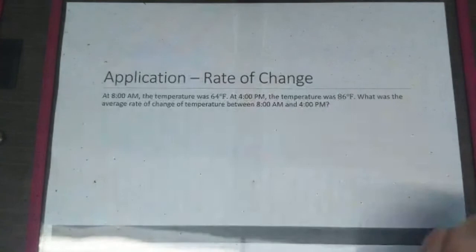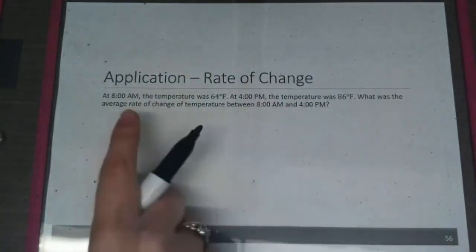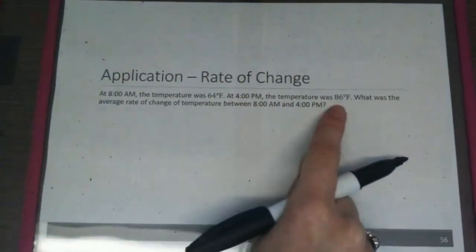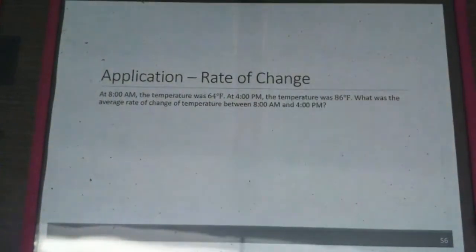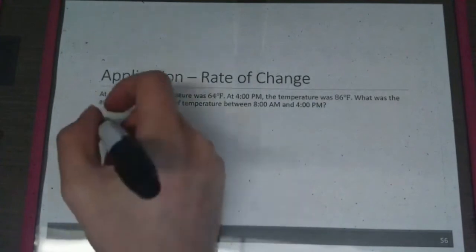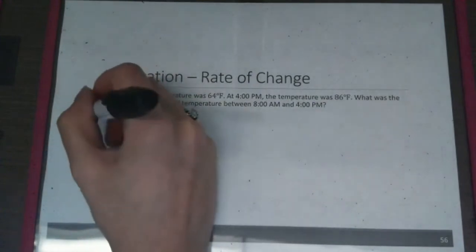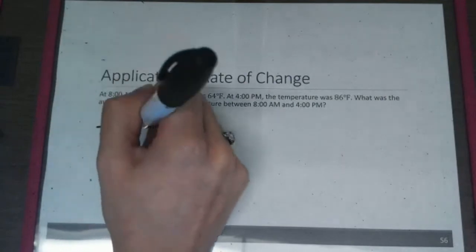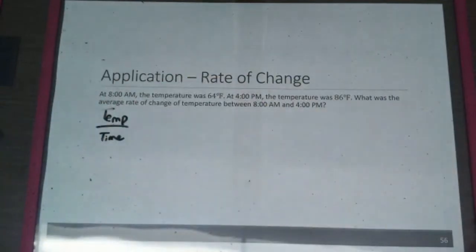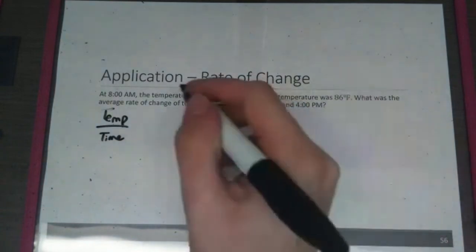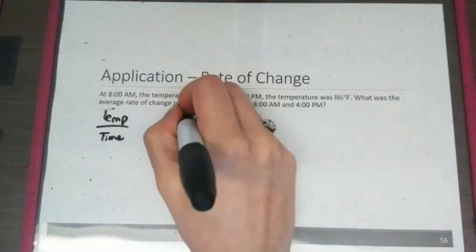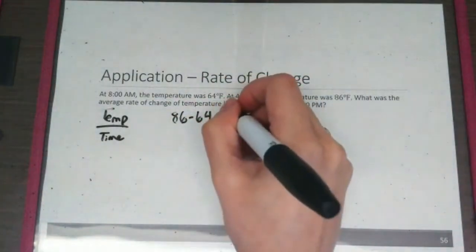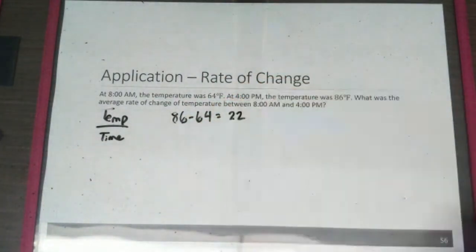So I could write these as ordered pairs, but I'm nervous because if I write 8, 64, 4, 86, the times aren't going to be quite right. So I'm just going to think of it as the temperature over time. So the temperature went from 64 to 86. So if I do 86 minus 64, that means that we had a temperature change of 22 degrees.